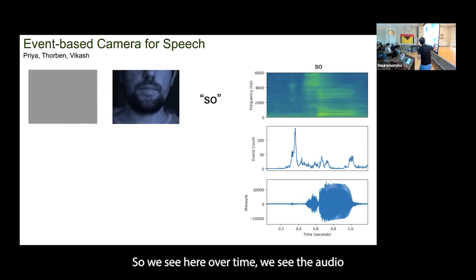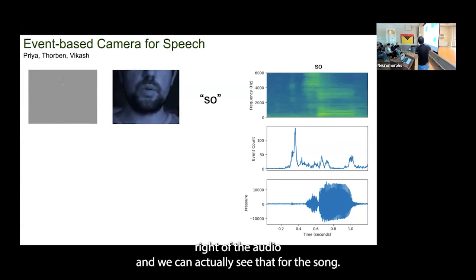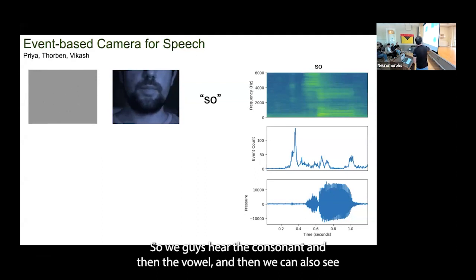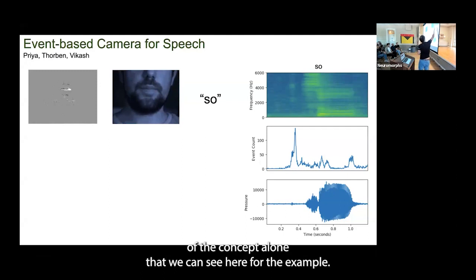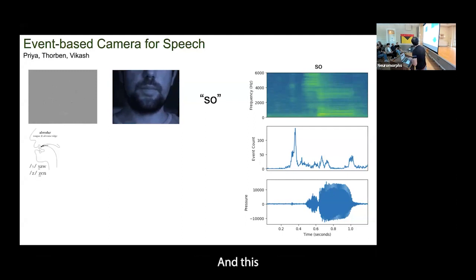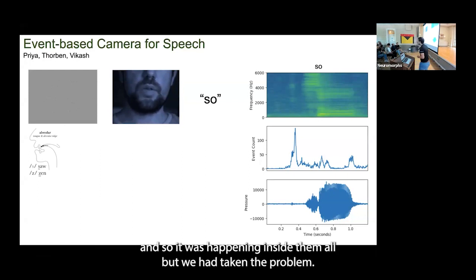So we see here over time the audio wave, then here just a simple event count, and then here we have a frequency plot of the audio. And we can actually see that for the sound S, we get the consonant and then the vowel. And we can also see up in the frequency the different components of the consonant and the vowel. And we can see for the example that, for example, the onset and offset of the vowel are really small. And this also fits with most of the production of the S happening inside the mouth.